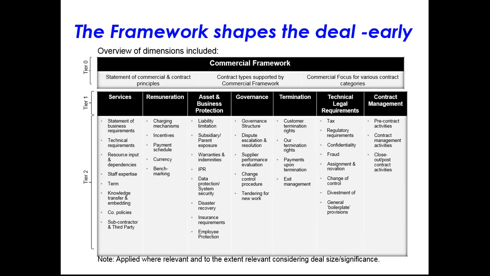And what we've done is to define, according to what we want, according to the risk, according to the type of relationship that we want, according to how we're going to govern the relationship. These are 7 things that IT contracts need to cover. So services, the statement of requirements. Remuneration, how the supplier gets paid.